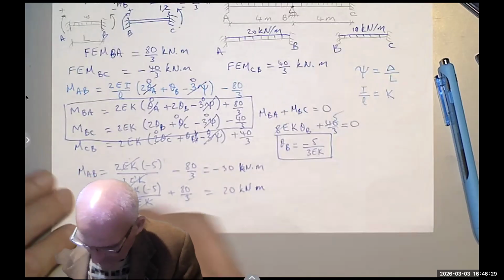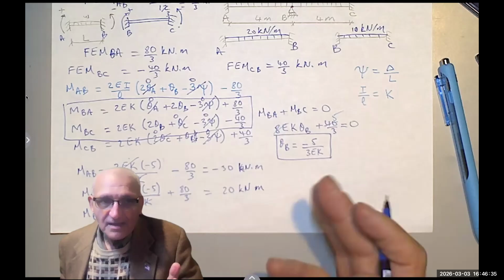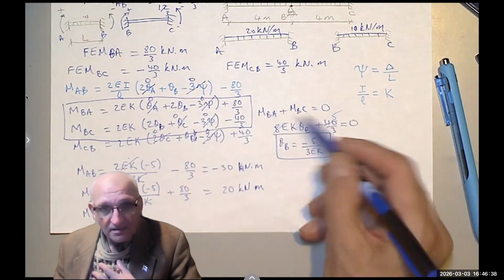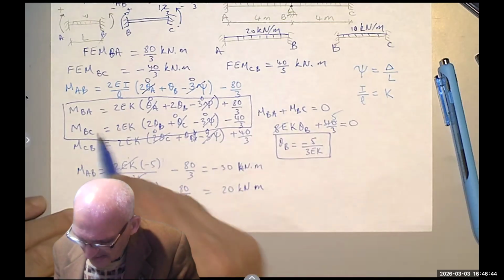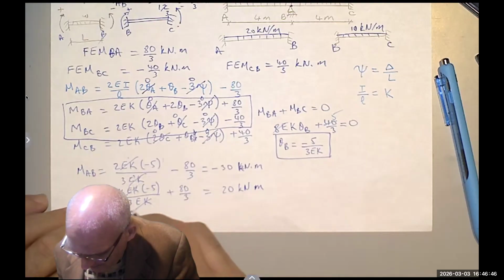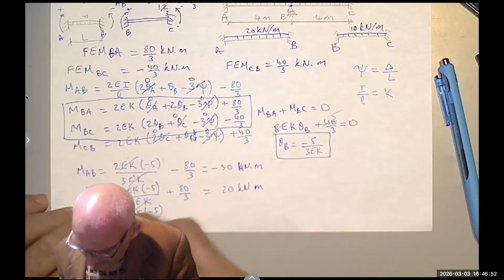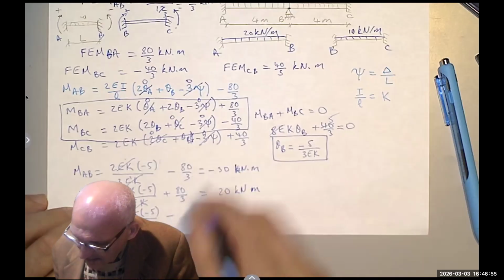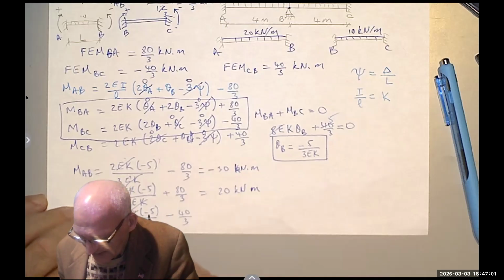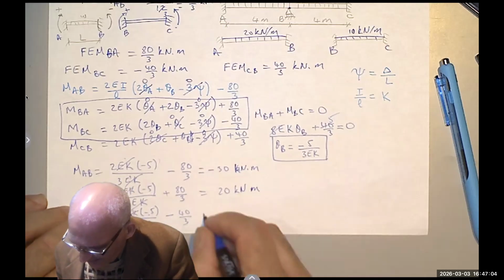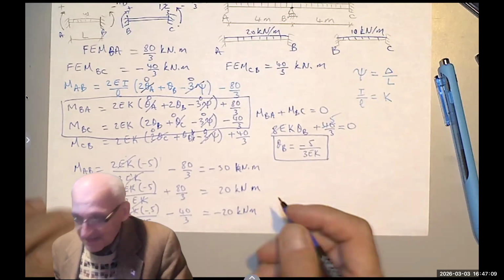Now, MBC. If we don't get negative 20, something is wrong. We did a math error, right? We said here they add up to 0, meaning they are equal and opposite. So MBC: 2 times 2 is 4EK times negative 5 over 3EK, minus 40 thirds. 4 times negative 5 is negative 20, minus 40 is negative 60, divided by 3 is negative 20 kilonewton meter. Nice. We check this out.